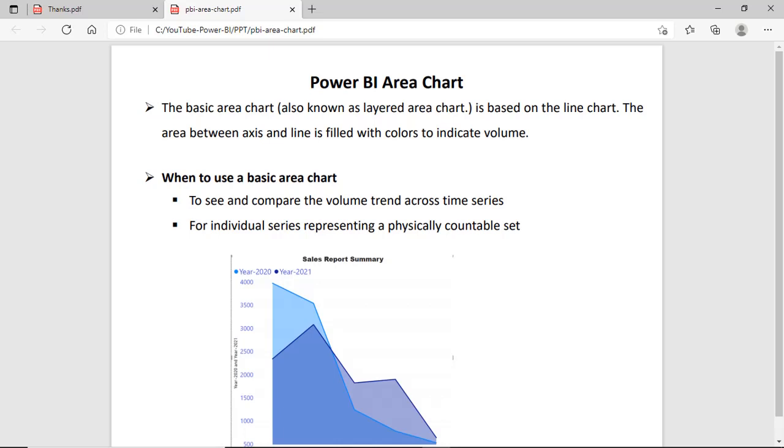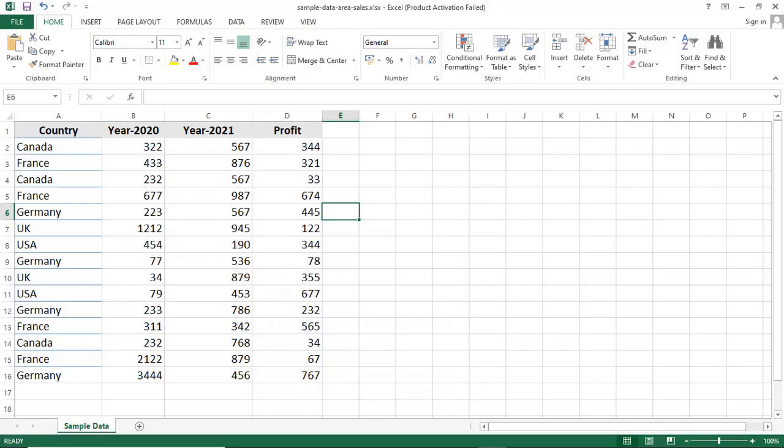An area chart is basically based on the line chart, but the difference is that in an area chart, the area between the axis and the line is filled with color, and it indicates the data volume. When to use the area chart? When you need to compare values across time, say the profit of two years comparison, or the sales of two years comparison. In that case, you can use the area chart.